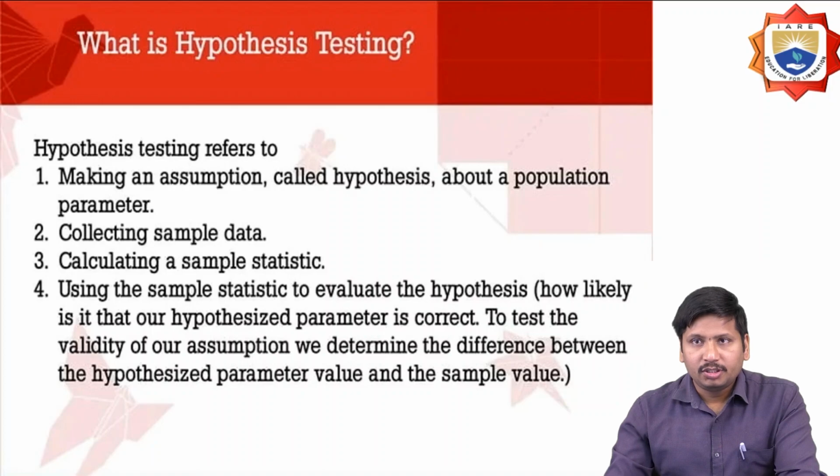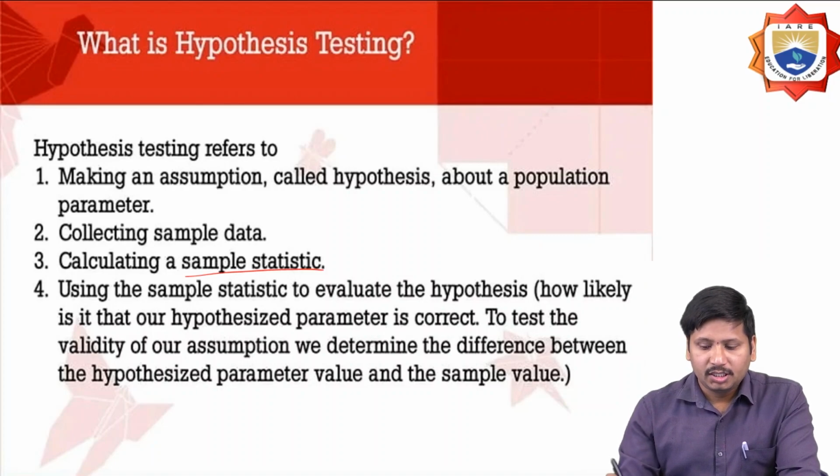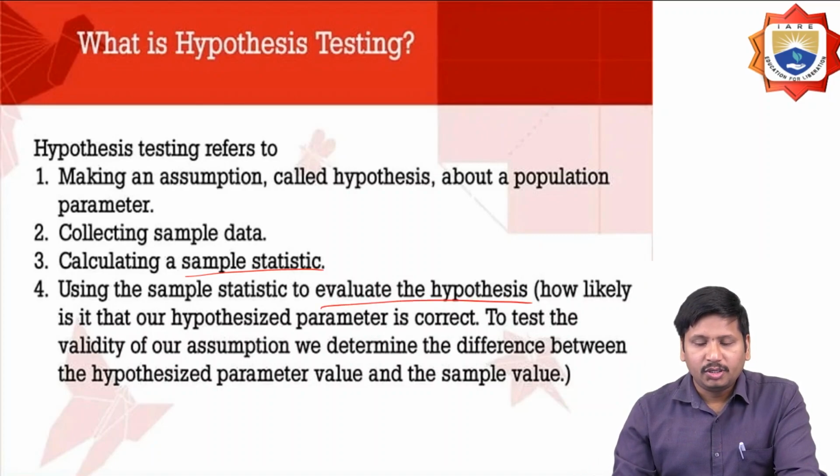Hypothesis testing refers to making some assumption, called a hypothesis, about the population parameter, and then collecting the sample data. We calculate the sample statistic and use it to evaluate the hypothesis and validate our assumption, which is the difference between the hypothesized parameter and the sample value. Mainly, hypothesis testing first makes an assumption about the population parameter, and second collects the sample data and calculates a sample statistic, which we use to evaluate whether the hypothesis is correct or not.